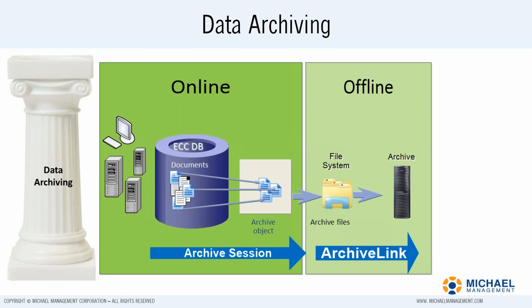SAP provides a set number of archive objects. Way back in 3.1H, it was 110 archive objects. Now there's well over 600. And what that archive object does is it basically represents an SAP document, and it has a set of conditions and rules that must be met to show that a document or transaction is complete in SAP. And then when it is, it will write out that record or document to the file system in an SAP proprietary format. And then subsequently, that file can be stored in an archive server.